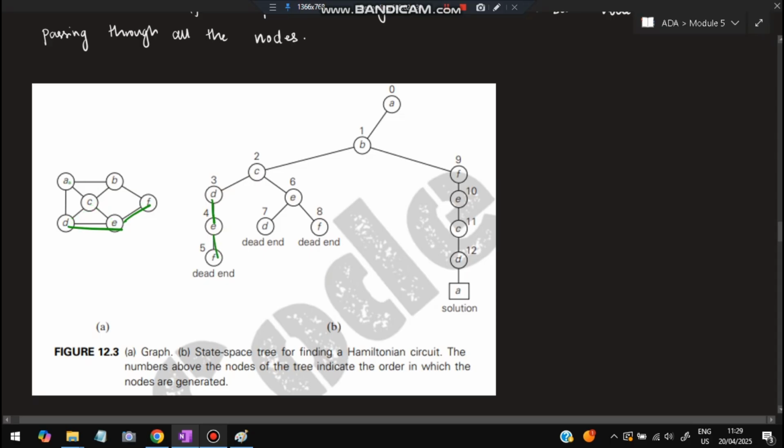But I cannot come back to A. Why? Because F is dead end. I cannot come back to B. B is already visited. I cannot come back to E. From E only I came here. Right? So I did not reach the A. So that is not a proper solution.